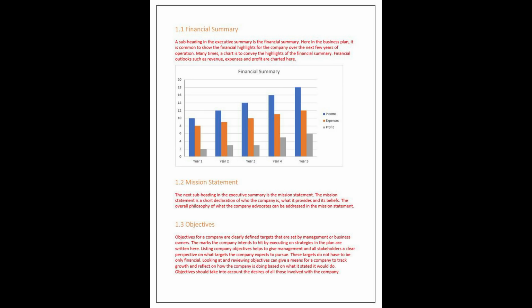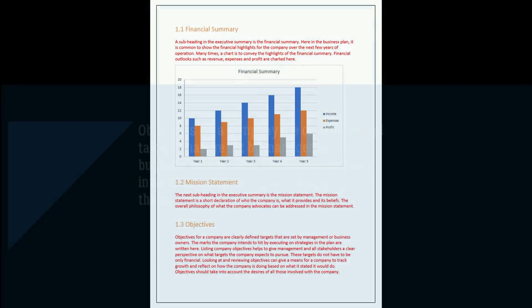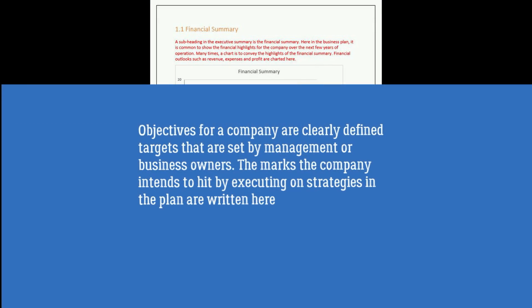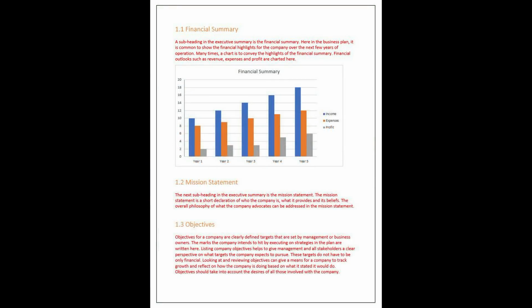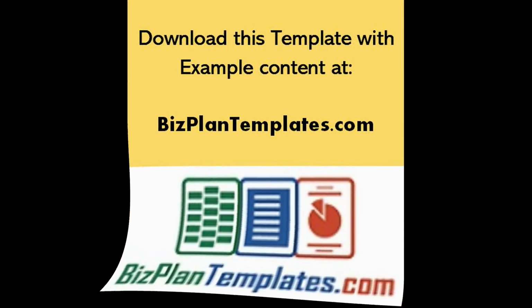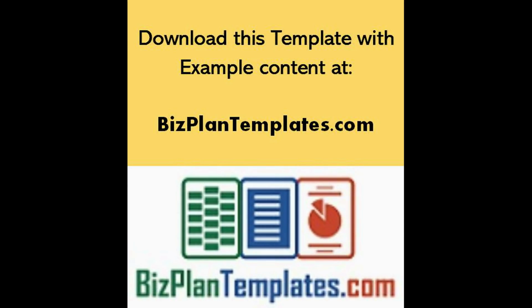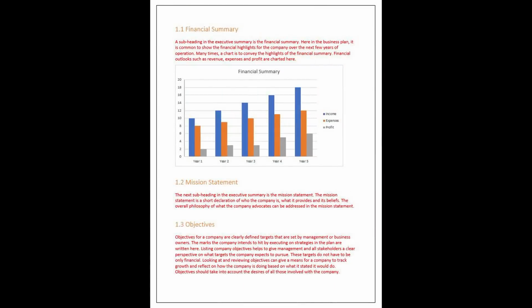Finally, in the Executive Summary are objectives. Objectives for a company are clearly defined targets that are set by management or business owners. The marks the company intends to hit by executing on strategies in the plan are written here. Listing company objectives helps to give management and all stakeholders a clear perspective on what targets the company expects to pursue. These targets do not have to be only financial.